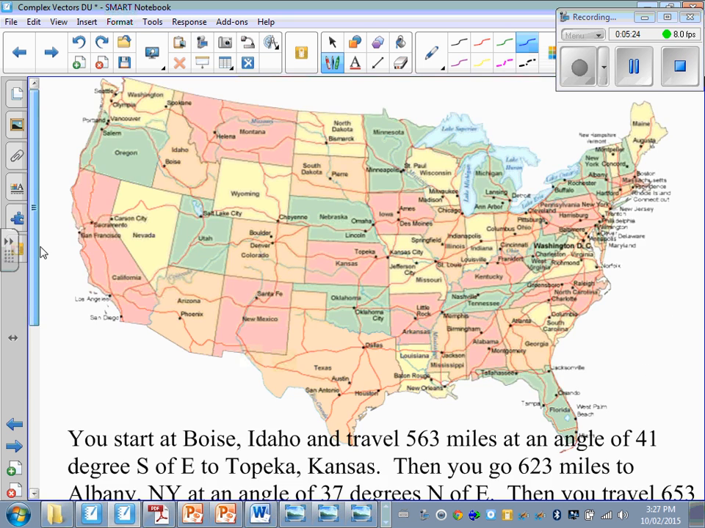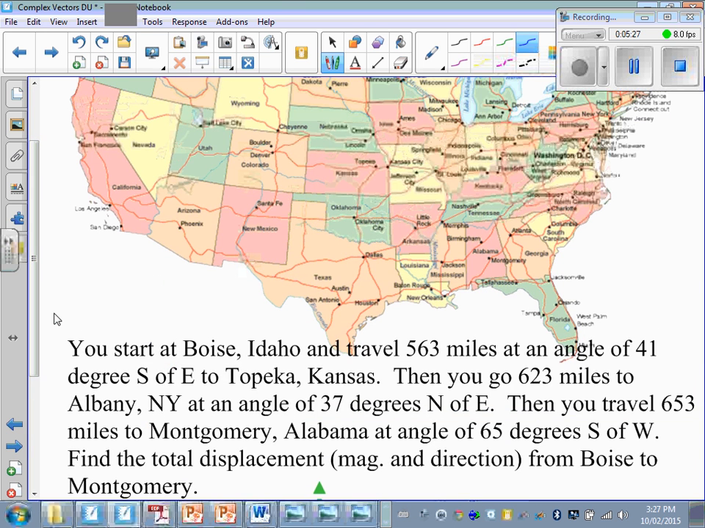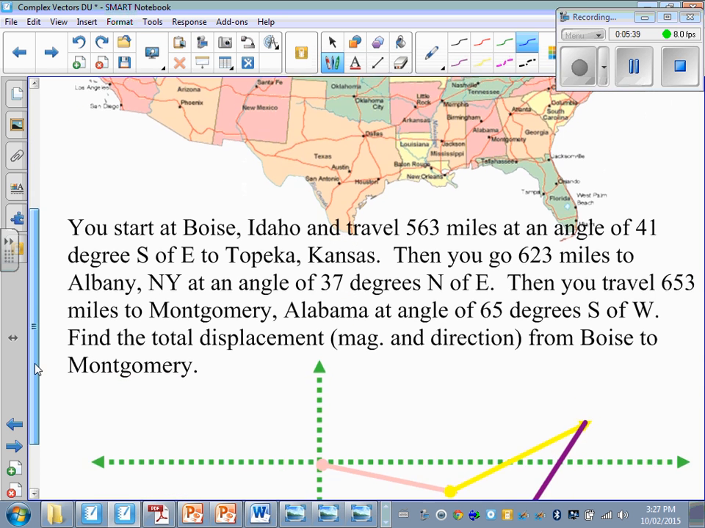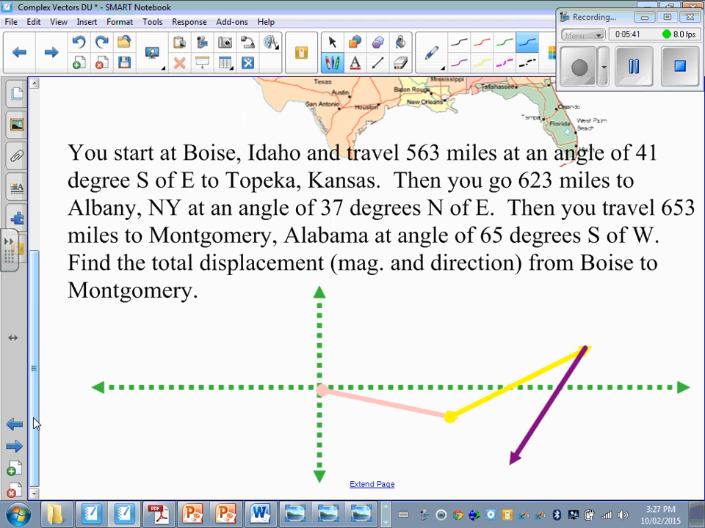A more complex one would be something like this. You start at Boise, Idaho, and travel 563 miles at an angle of 41 degrees south of east to Topeka, Kansas. Then you go 620 miles to Albany, New York at an angle of 37 degrees north of east. Then you travel 653 miles to Montgomery, Alabama at an angle of 65 degrees south of west. Find the total displacement, magnitude, and direction from Boise to Montgomery.